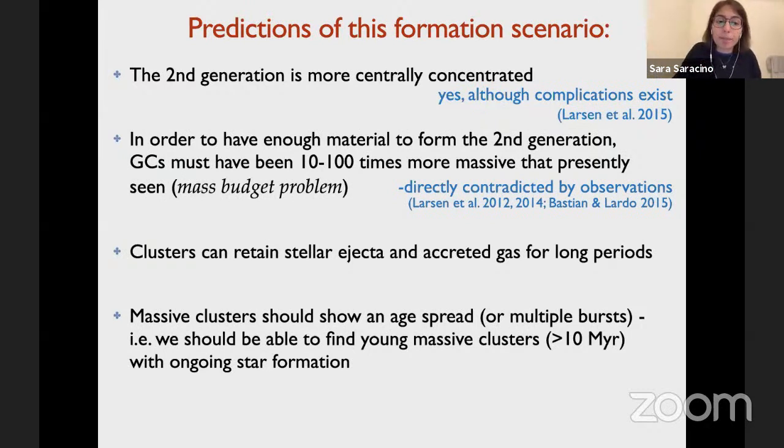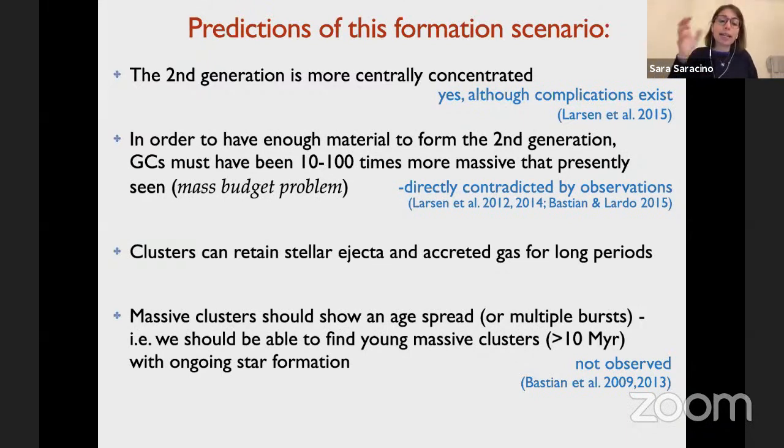Then you have that clusters can retain stellar ejecta and accrete gas for a long period, but this is a prediction that we can't really test. But we can test the last prediction, about massive clusters. If we assume that this scenario is based on multiple bursts of star formation, then if you go to very young massive clusters, younger than 10 megayears or so, in the range where you would expect to see ongoing star formation, you should see this. But again, this has been done in the literature, and there was no evidence for ongoing star formation in these young massive clusters.